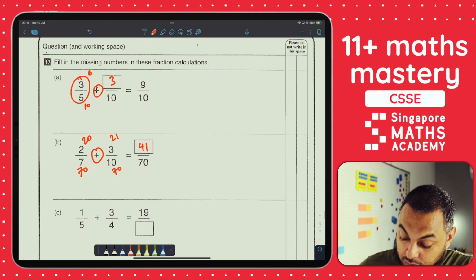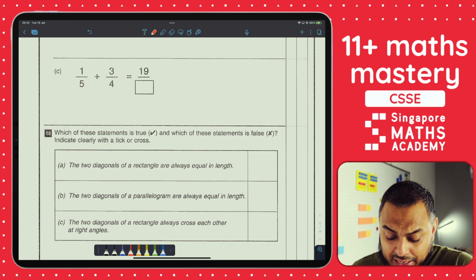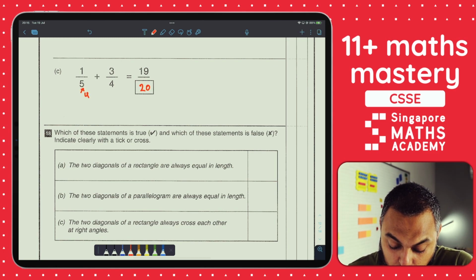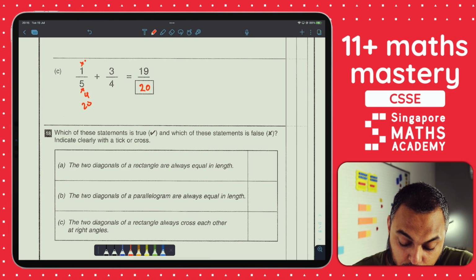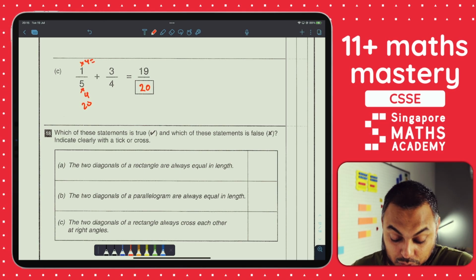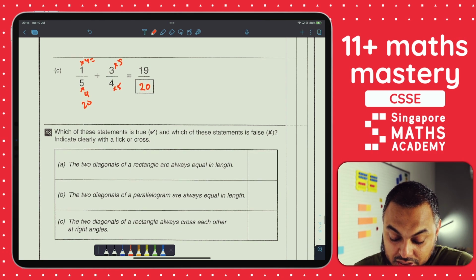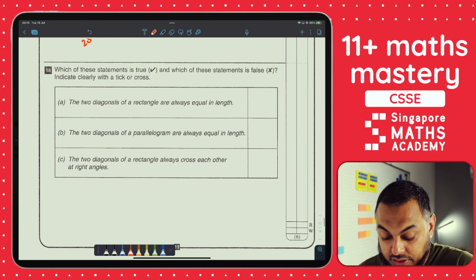41 70ths, so I'm going to leave that there. A fifth add 3/4. Again, this would be nice to have in terms of 20ths. So a fifth times 4 is going to be 20, times 4 is going to be 4. So 4 20ths. And this is times 5, 15 20ths. 15 add 4 is 19. Yeah, 19 20ths is fine.